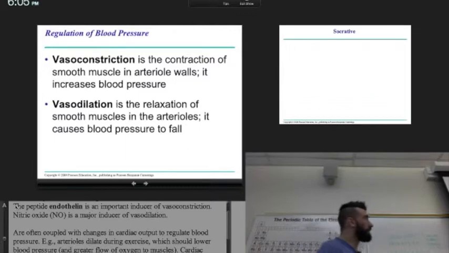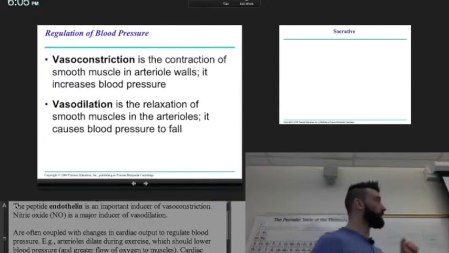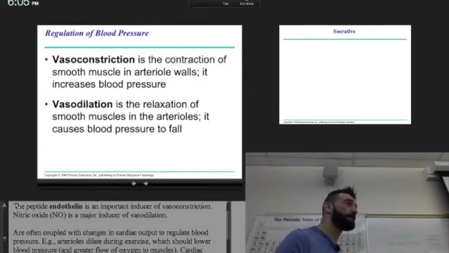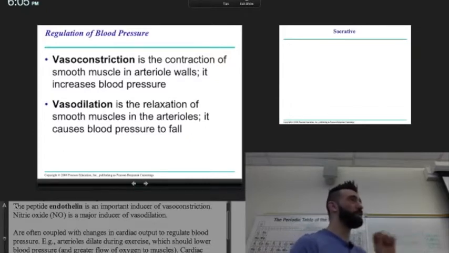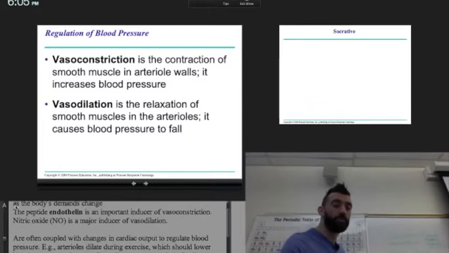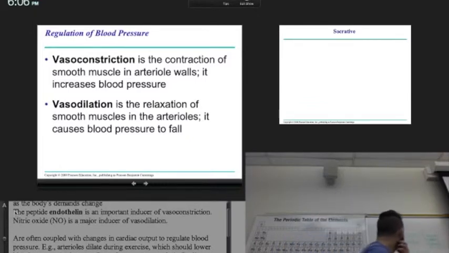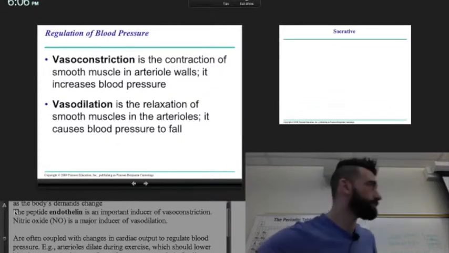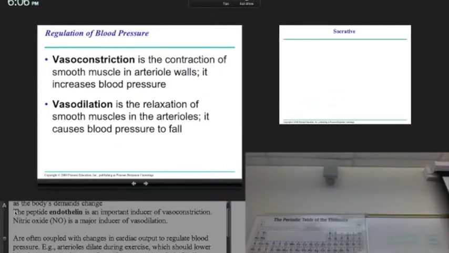So the last two things I wanted to say about vasoconstriction and vasodilation is that various things can induce both of these. The main one that's responsible for vasodilation is nitric oxide, not to be confused with nitrous oxide. So we're talking NO, not N2O, the thing you get at the dentist's office. NO is what causes vasodilation. And the peptide that causes vasoconstriction is endothelin, which is spelled like this.